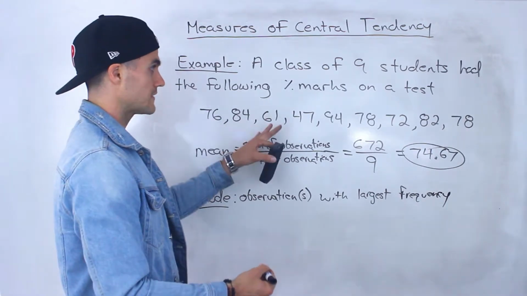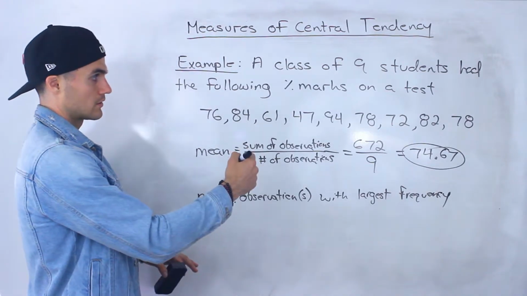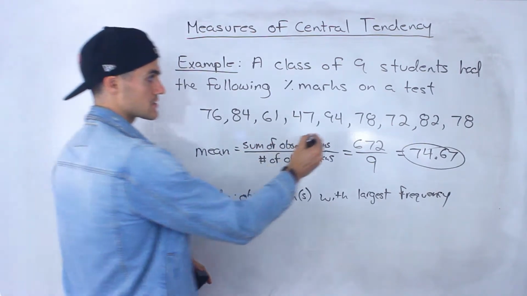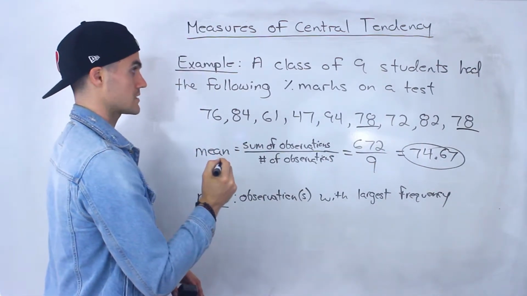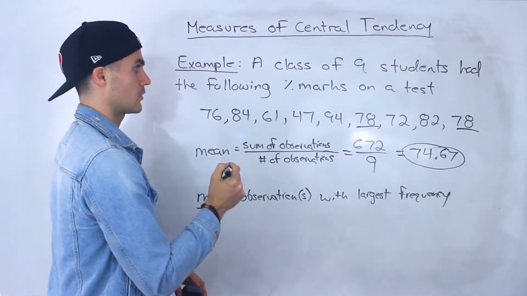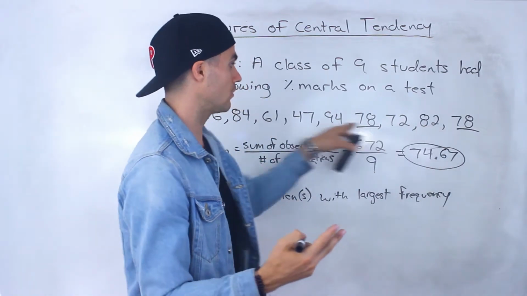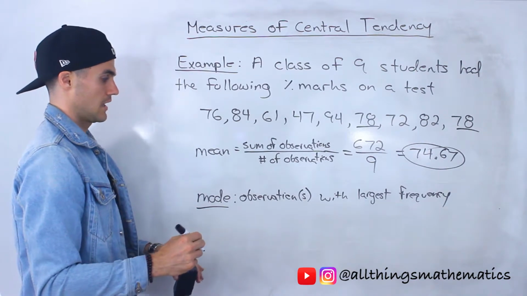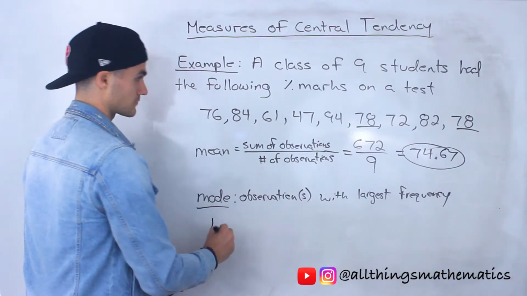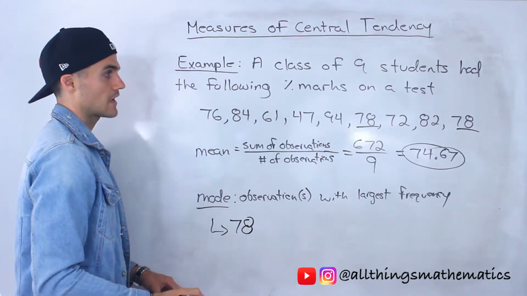And notice if we look at this data here, which mark is coming up the most? Looks like this 78. I don't think there's any other ones. Yeah. The other ones are all unique. So 78, notice that it comes up twice, while all of the other marks, they're all just coming up one time each. And so the mode, in this case, would be 78.